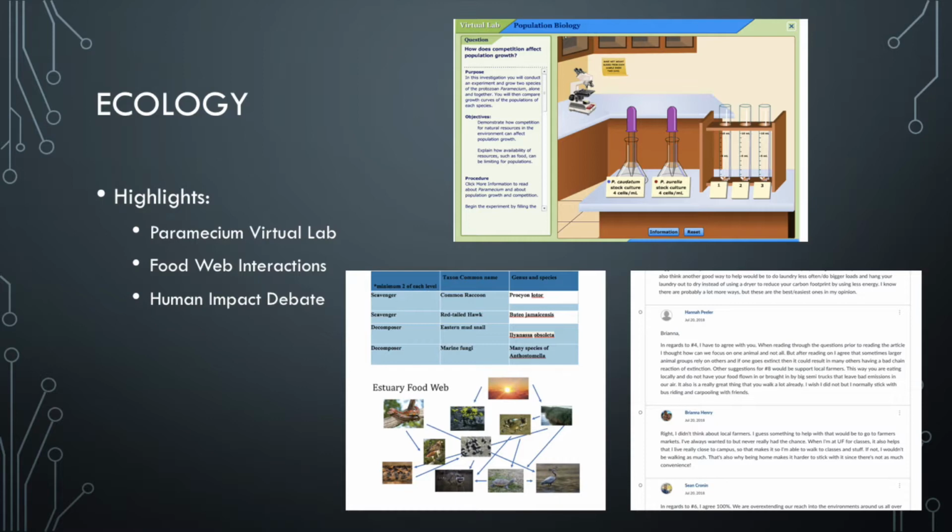And then to tie the whole unit together and to bring humans into these ecological interactions, we talked about our impact. And we did that through all the different readings with the U.S. Living Green and the It Starts at Home and the chapters in the book. And the debate really got everyone's opinions out there.